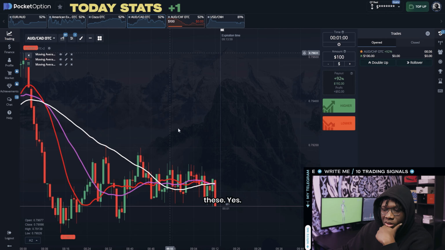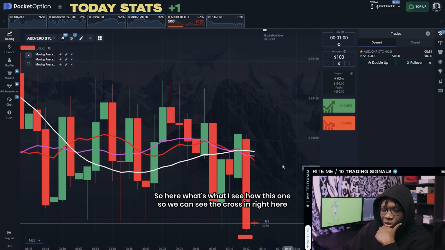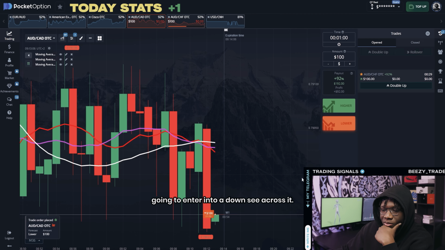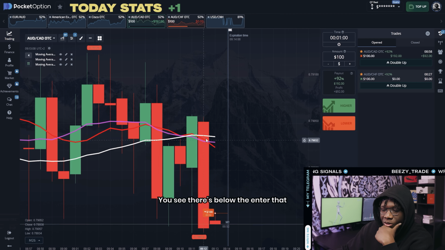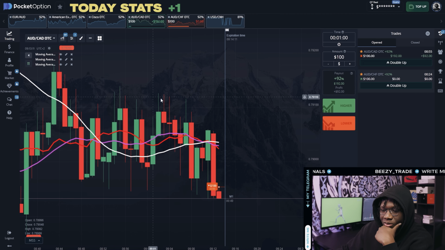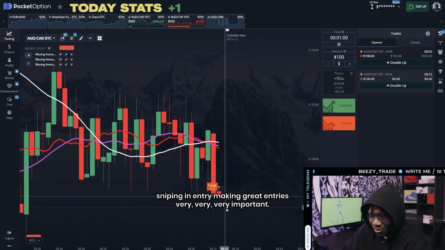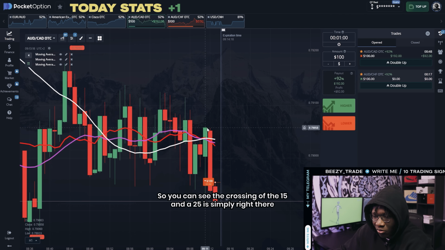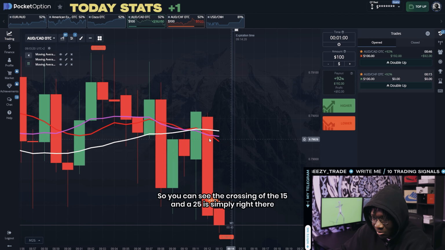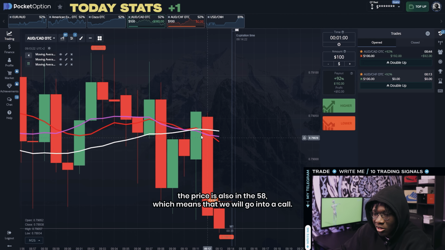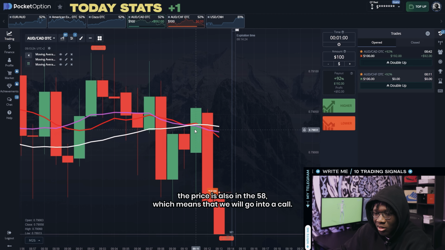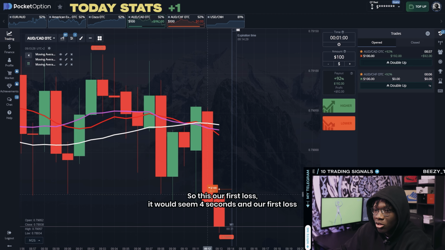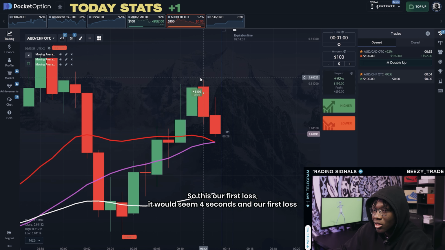So here, I just want to see how this market. So we can see the crossing right here. I'm going to enter into a down. See a crossing. You can see that it's below. We're able to enter that. So sniping an entry, making great entries, very, very important. So you can see the crossing of the 15 and the 25 SMA right there. And we can see the price is also in the 50 SMA, which means that we will go into a call.